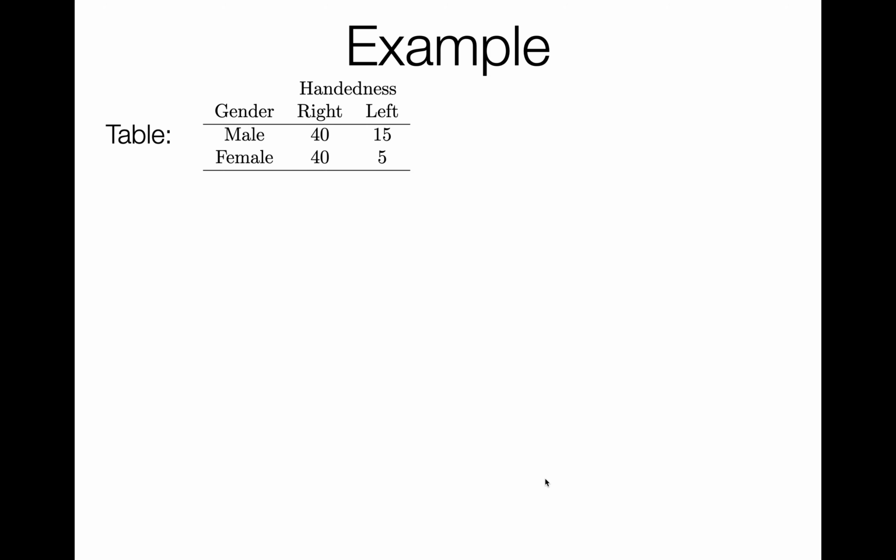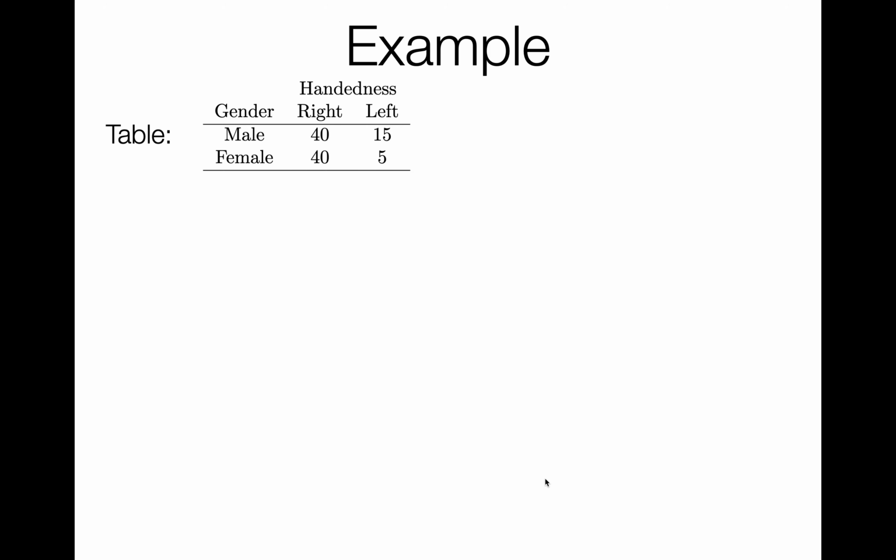Hi everyone. In this video we're going to continue on with chapter 11, which is about inference for categorical variables, and we're going to look at an example where we have a contingency table and we're testing to see if the two variables are independent of each other.